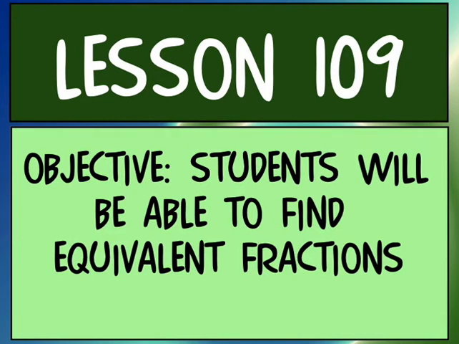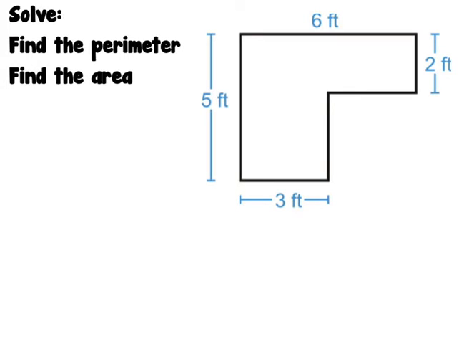Welcome to lesson 109. Today we are going to be able to find equivalent fractions. But before we do that, let's practice one of our irregular shapes that we learned yesterday in lesson 108b. So remember that to find the perimeter of a shape, we always add up all the sides.